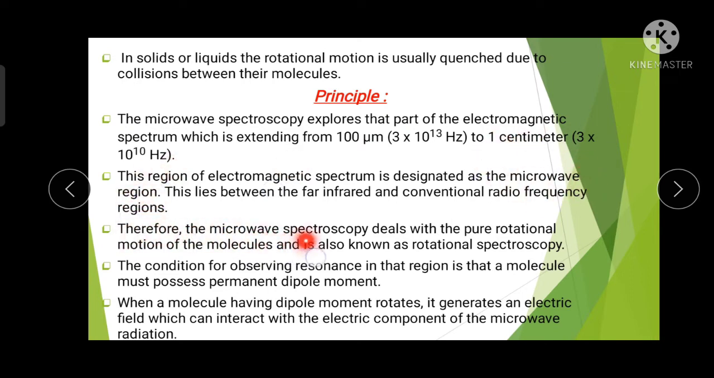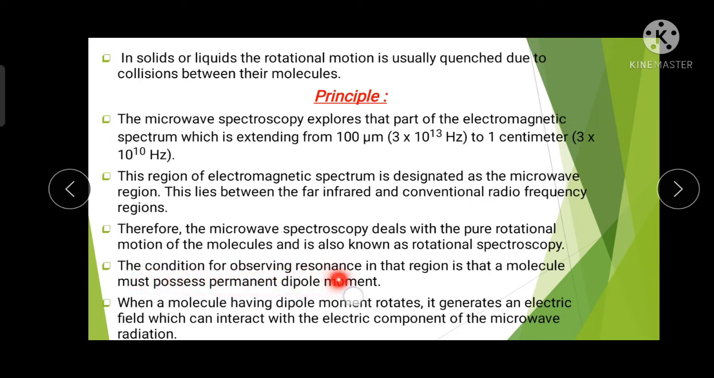Therefore, microwave spectroscopy deals with the pure rotational motion of molecules and is also known as rotational spectroscopy. That means this spectroscopy deals only with the pure rotational motion of the molecule. It does not consider vibrational motion or other motions, translational or vibrational. It considers only the pure rotational motion of the molecule. Therefore, this spectroscopy is also known as rotational spectroscopy.